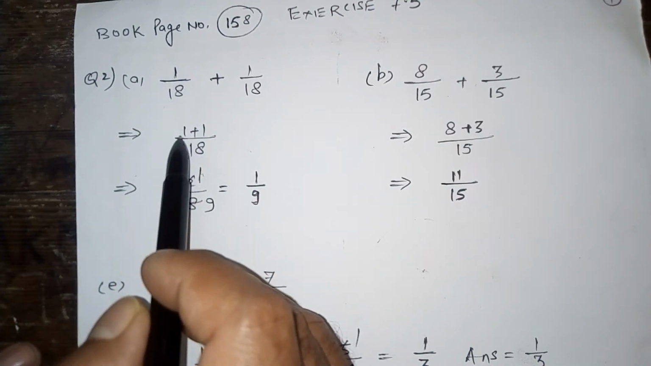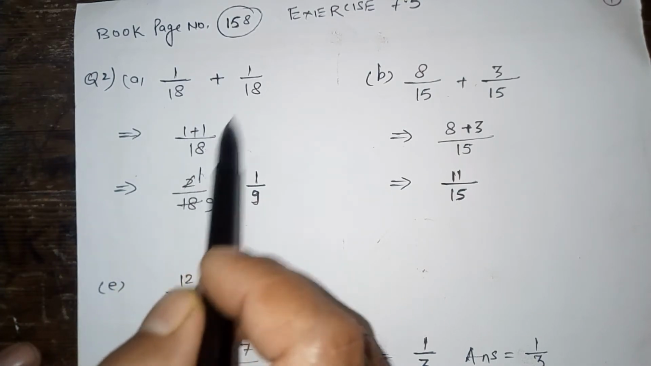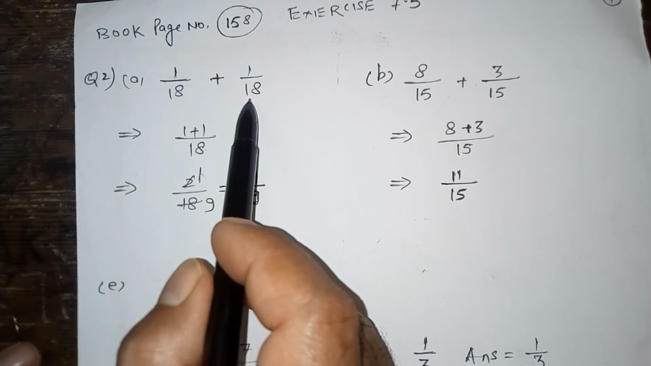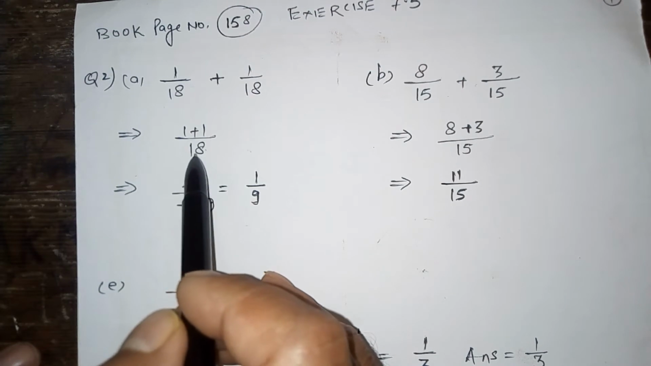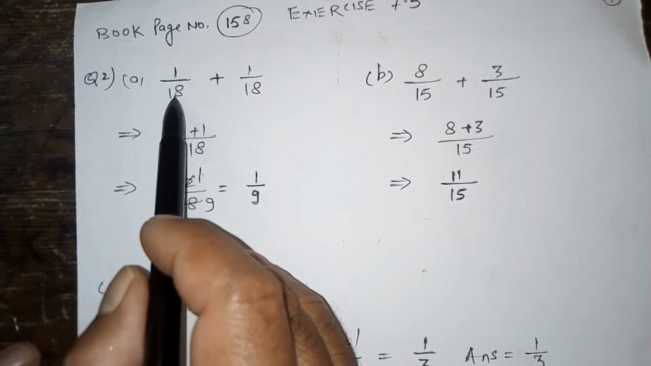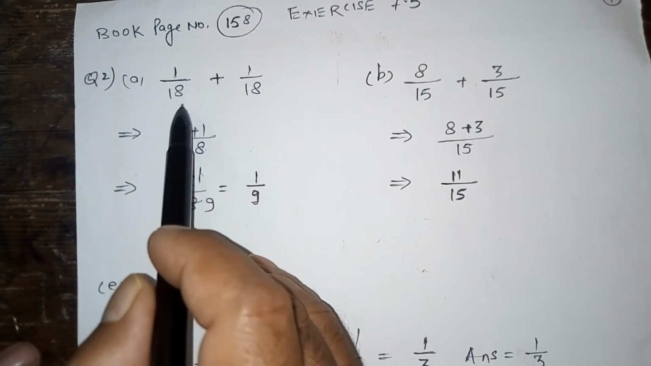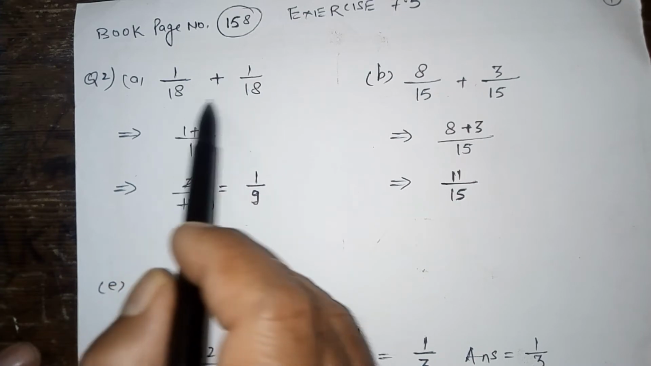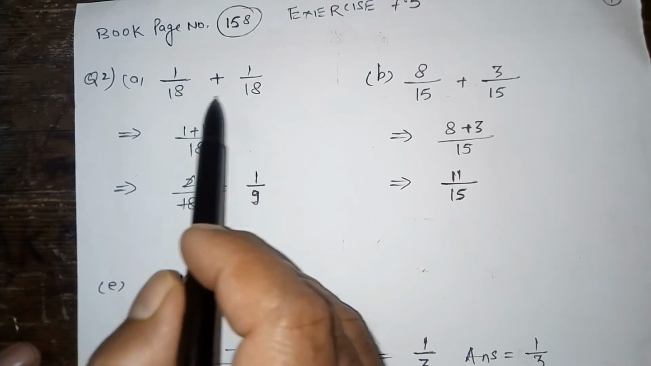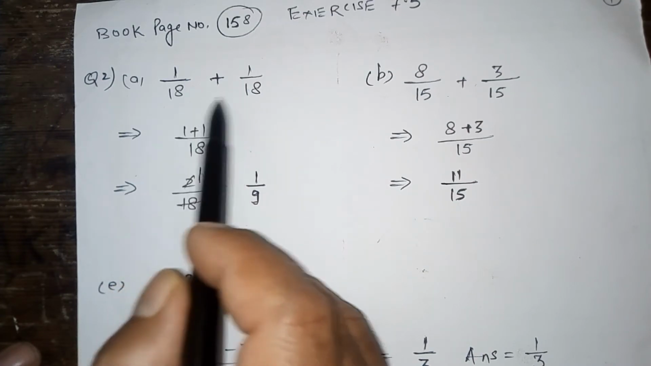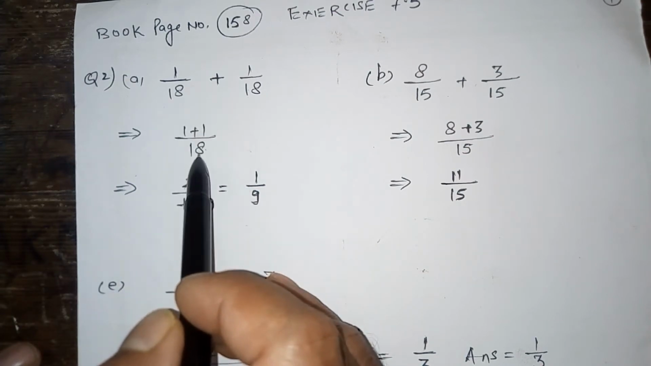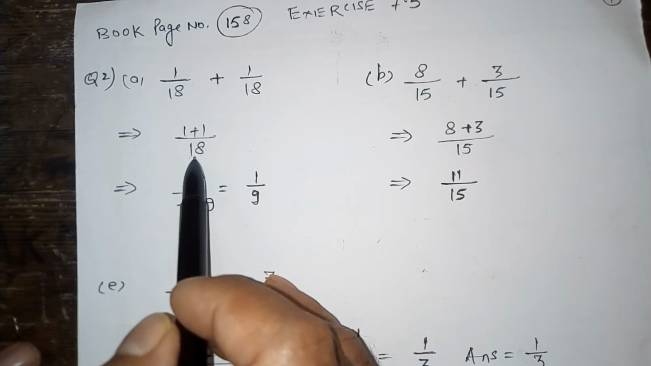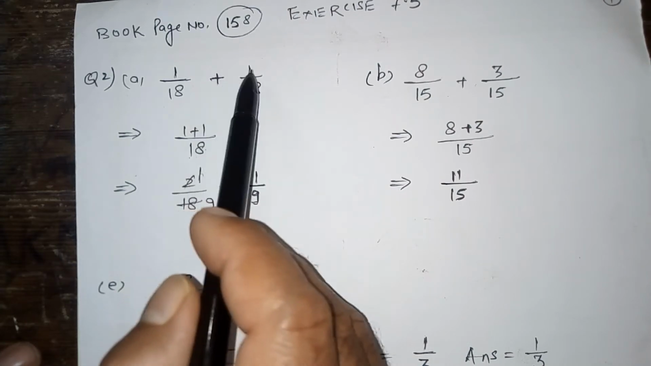1 1 ja 1. Again 18 upon 18. It will give you 1. 1 1 ja 1. In other words, 1 upon 18 plus 1 upon 18. These two fractions are like fractions. That's why denominators are same. So LCM is the same number, that is the denominator. This is 18.